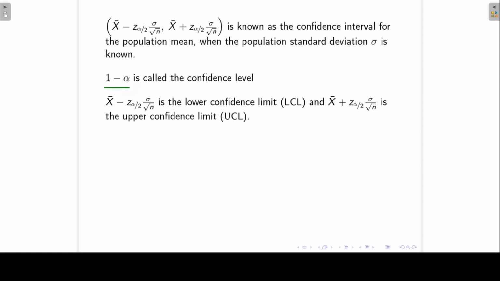1 minus alpha is called the confidence level, and x bar minus z times the standard error is the lower confidence limit, and x bar plus z times the standard error is the upper confidence limit.